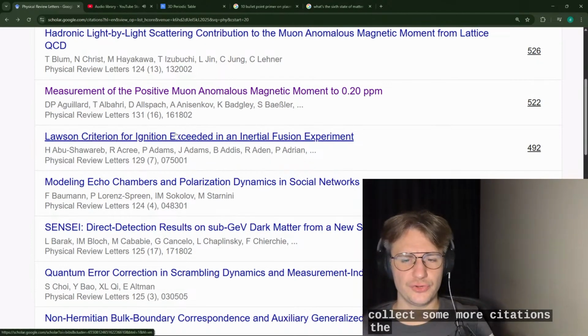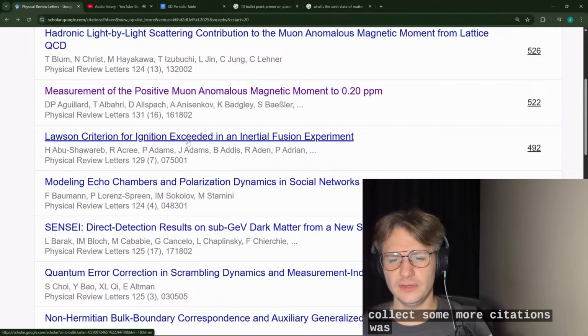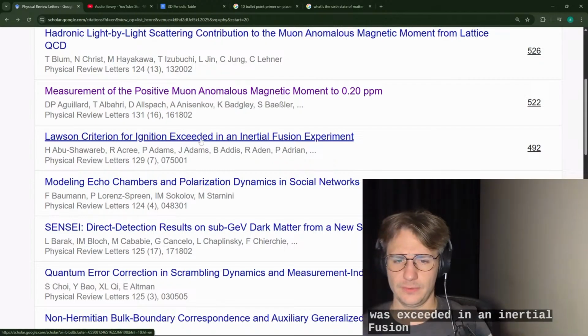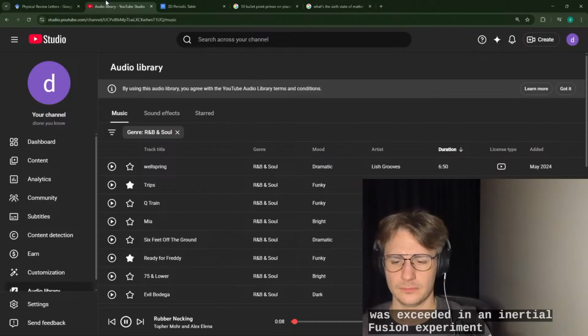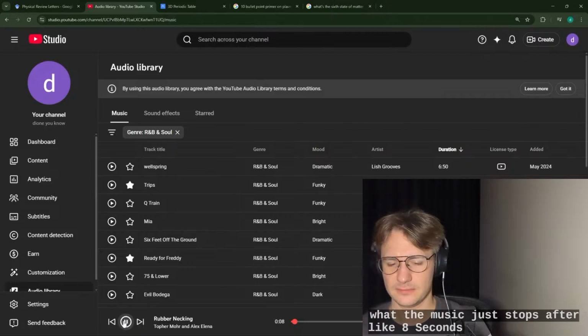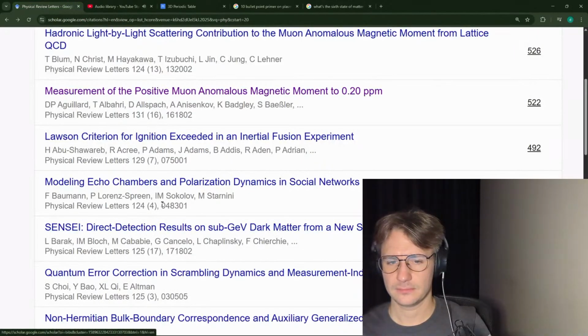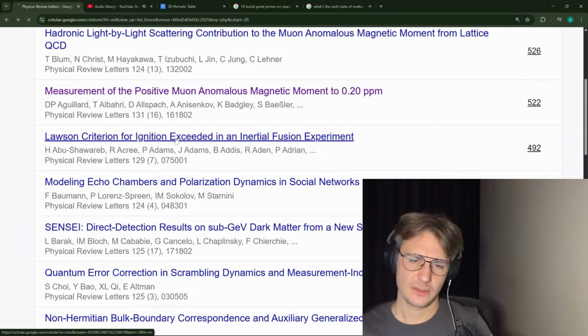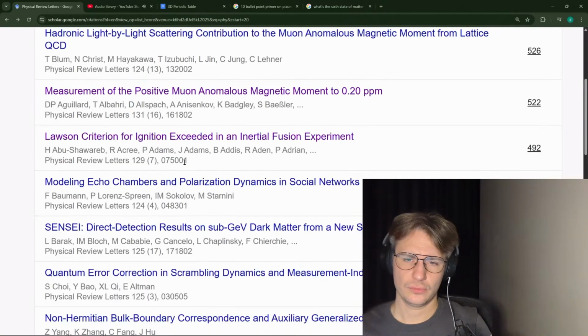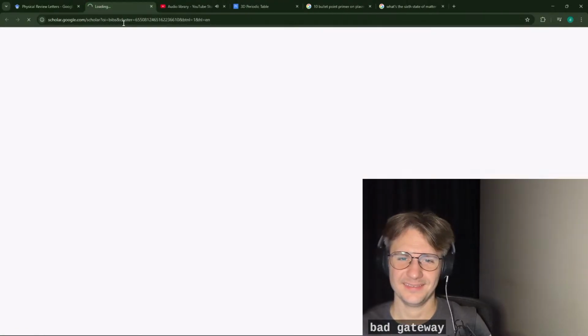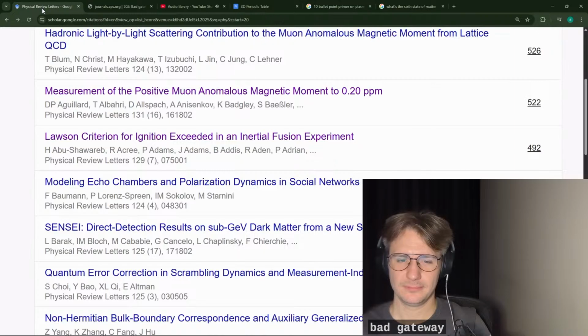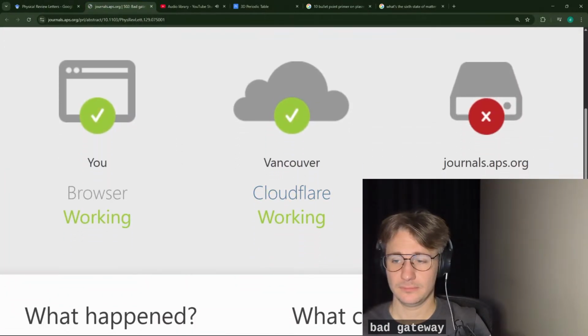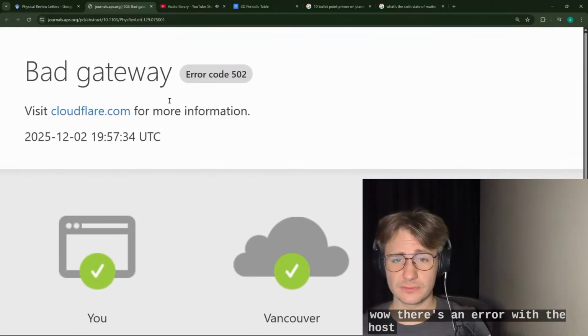The Lawson criterion for ignition was exceeded in an inertial fusion experiment. What, the music just stops after like 8 seconds? Bad gateway. Wow, there's an error with the host.